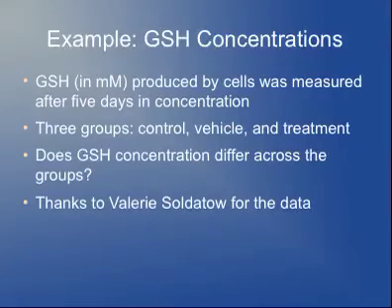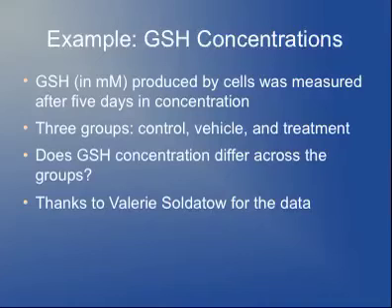So an example of ANOVA comes from a student who was in this class a couple years ago. She wanted to measure the amount of GSH produced by her cells after 5 days in concentration, and I honestly have no idea what GSH is. That's just what it said on the spreadsheet that she sent me. Maybe some of you might know, but for the purposes of this class, it doesn't really matter.